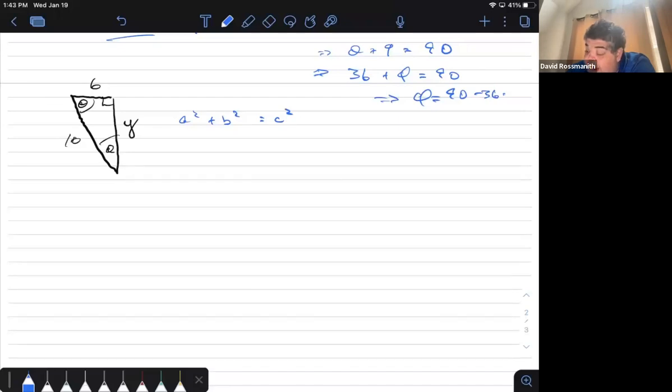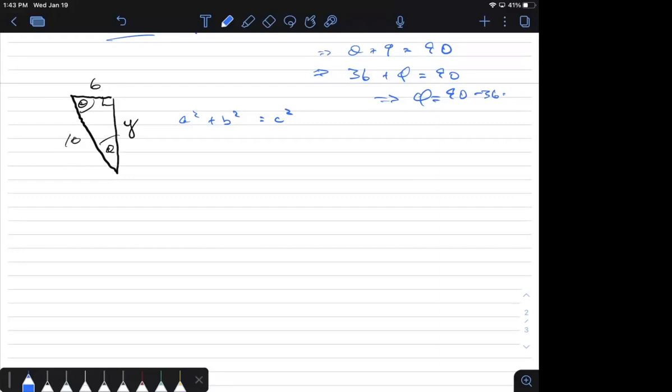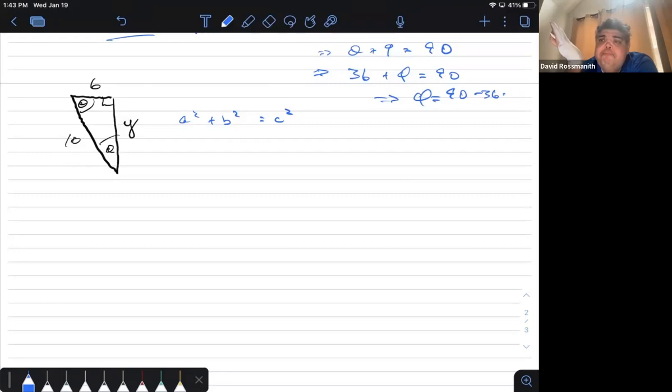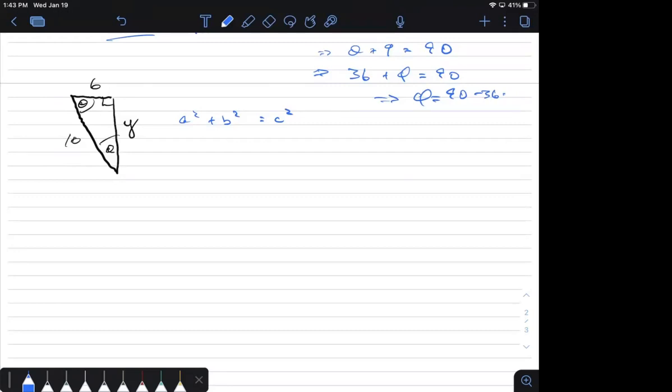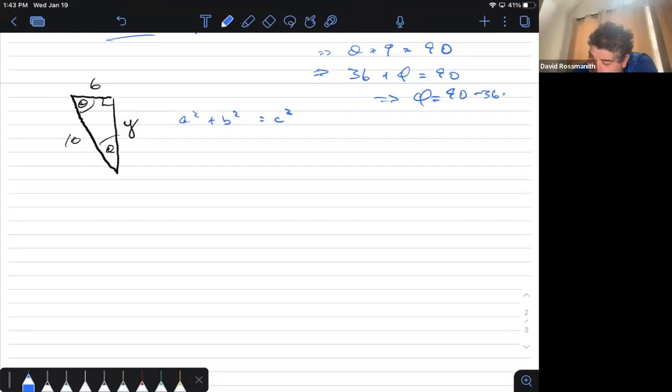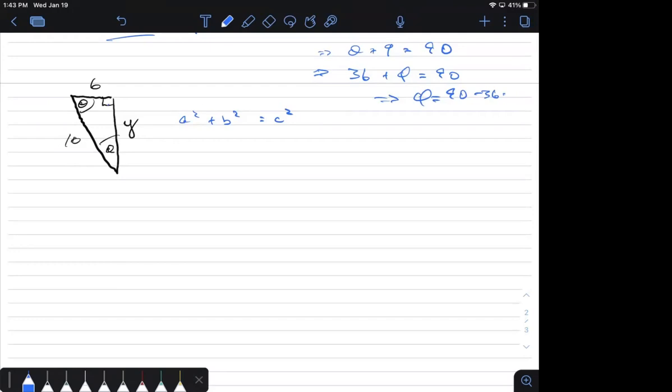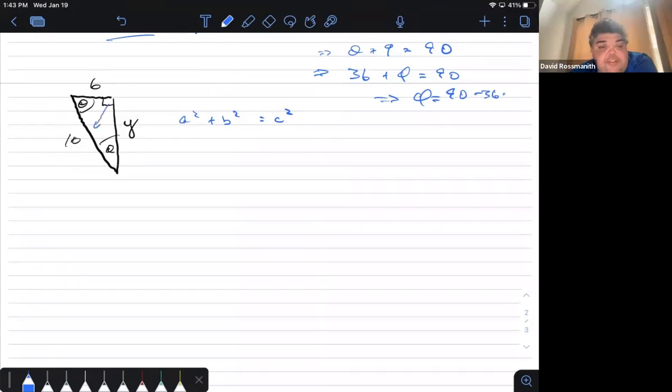Well, I'm looking for y. Is y the hypotenuse here? Can anybody tell me, is y the hypotenuse here? No, 10 is the hypotenuse. How do you know that? 10 is the hypotenuse because of the right angle that's across from it. Perfect. Yes, that's exactly right. The right angle's right there, and the 10 is the side opposite of it. So the 10 is the hypotenuse.